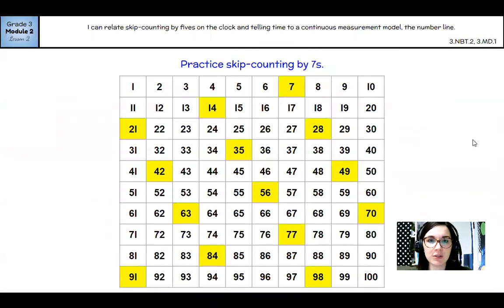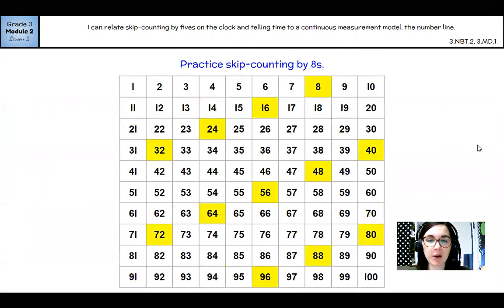Okay, what I'd like you to do is pause your screen now and practice skip counting by sevens. Okay, pause your screen, practice skip counting by eights.